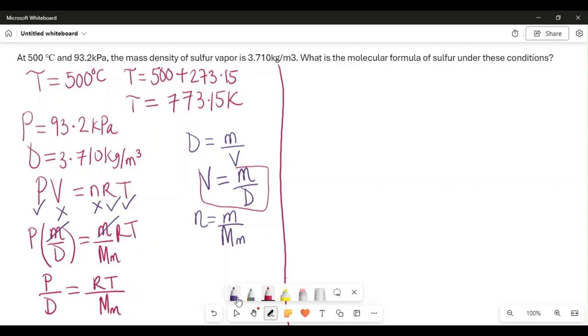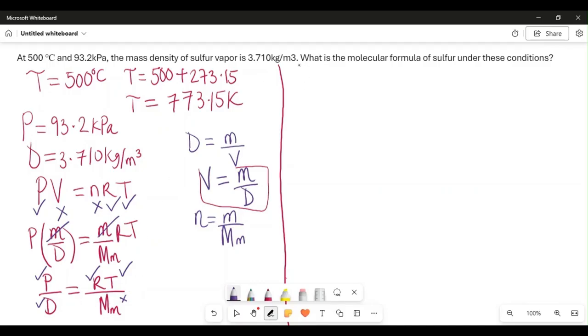Now, if we look at the question, we see that we've got the pressure, we've got the density, we know the gas constant, and we've got the temperature, but we don't have the molar mass, which works for us because we have 5 parameters in total. We have 4 known parameters, like the values of 4 parameters, and we have 1 unknown, meaning we're going to be solving for the molar mass, MM.